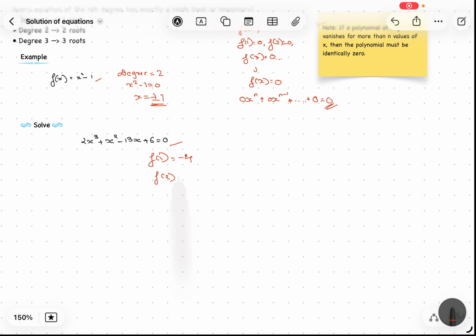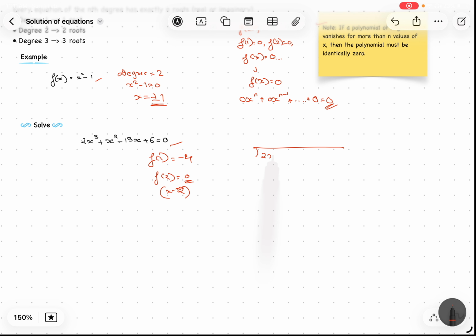If I put f of 2, then it is 2 into 2 cube plus 2 square minus 13 into 2 plus 6, which is 0. So 2 is the root. So according to property 1, x minus 2 is the factor. Let's solve it and see it.